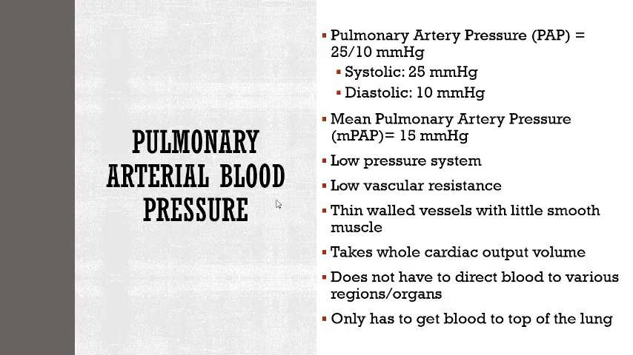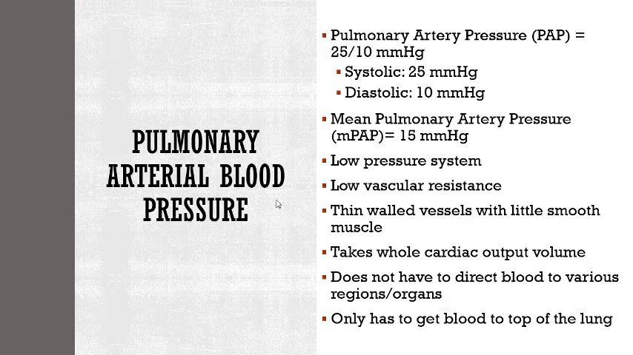So you don't want any resistance. You don't want any high pressure to make it more difficult for that cardiac output to really get into the lung. Because if you have low blood volume on the right side of your heart, it's going to mean that you're going to have low blood volume on the left side of your heart. Because if you can't put very much blood into your lungs, then that means not very much blood is going to come back from your lungs into the left side of your heart.